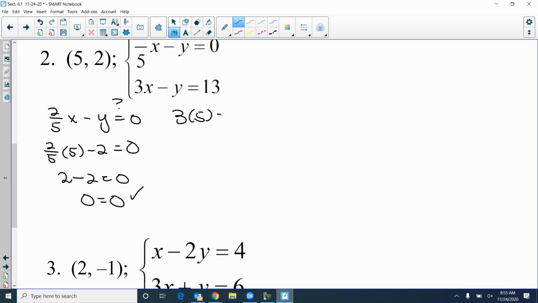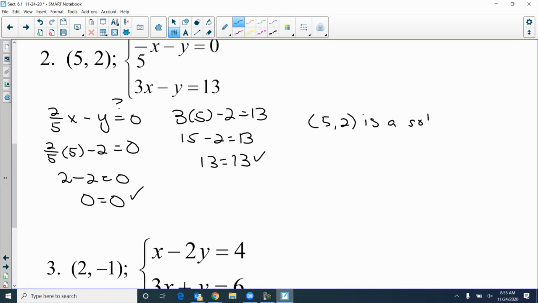3 times 5 minus 2 equals 13. 3 times 5 is 15, and then 15 minus 2 is 13. 13 equals 13, so that means it works. So that means that (5, 2) is a solution.